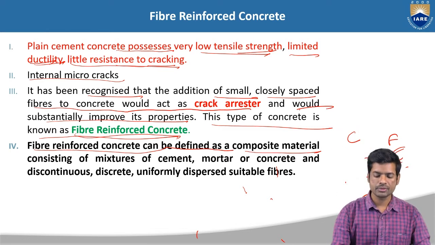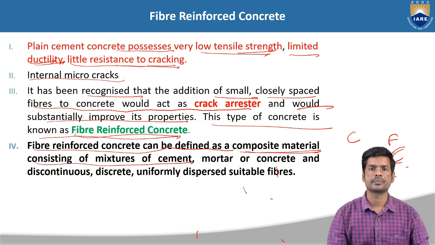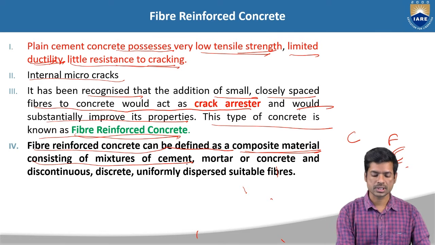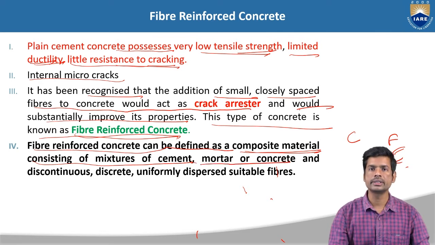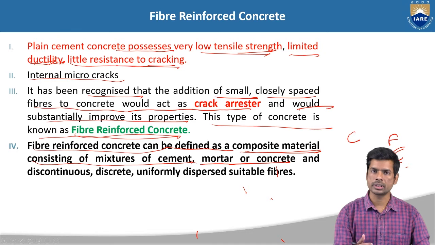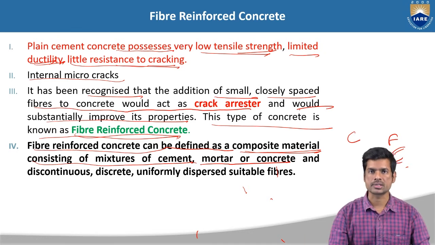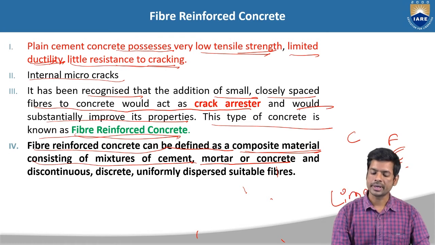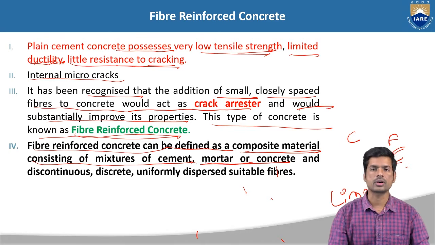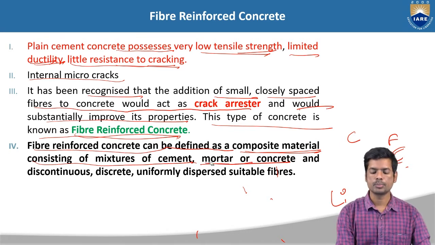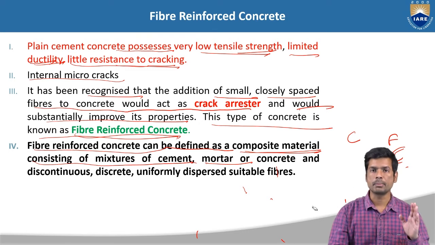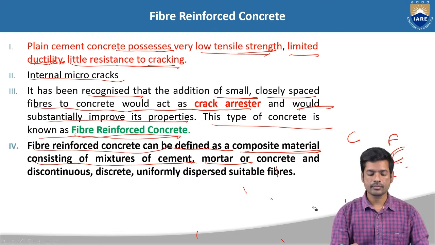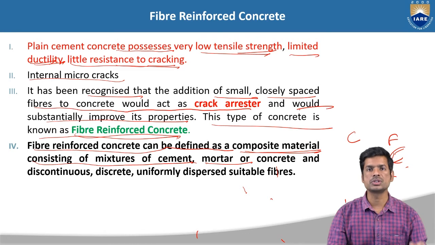Here fiber reinforced concrete is defined as a composite material consisting of mixtures of cement, mortar or concrete. Sometimes it may have cement or it may have some other binding materials also. Like lime: if you mix lime with fine aggregate, then also it is called a mortar. That is why I have mentioned mortar or concrete separately, cement separately and mortar separately. Cement is not a compulsory ingredient in the concrete. It is one of the ingredients we can choose.